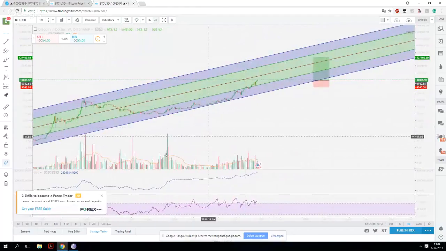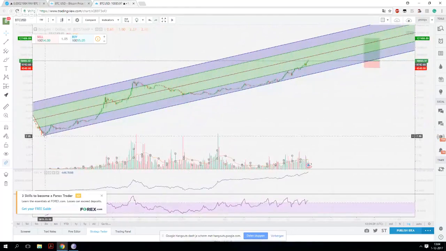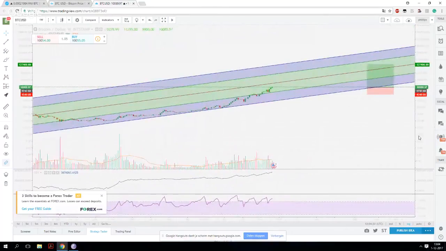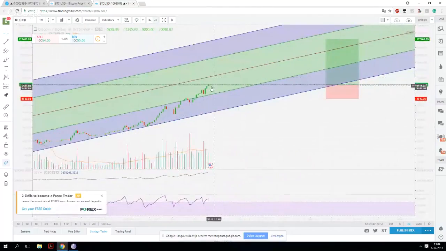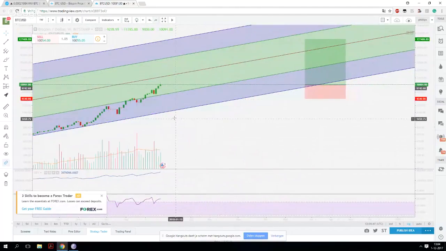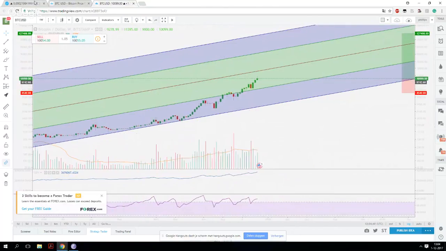As you can see, we bounced a couple of times off of the first resistance in the pitchfork. This is a weekly chart, by the way. And we broke it about, well, let's say 2.5 months ago. We smashed through the first resistance in the pitchfork. We retested it, it became valid, and now we are moving up to the second resistance.